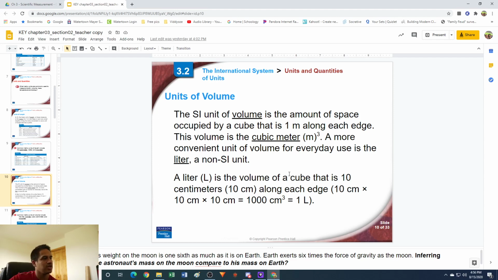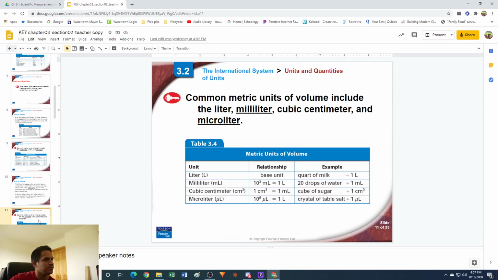It's a lot of volume. Okay, so do be familiar with the liter. The main thing to know here is actually this information, which we'll go over in a second. Common units of volume include, of course, the liter, the milliliter, the cubic centimeter, and the microliter. So again, milliliters you should be familiar with.